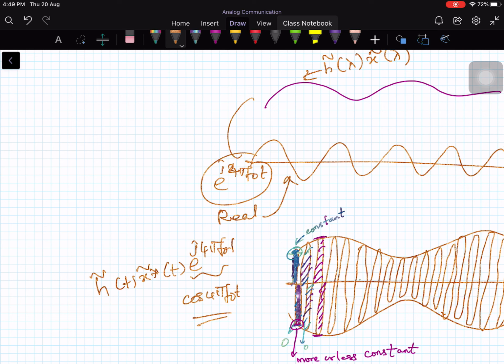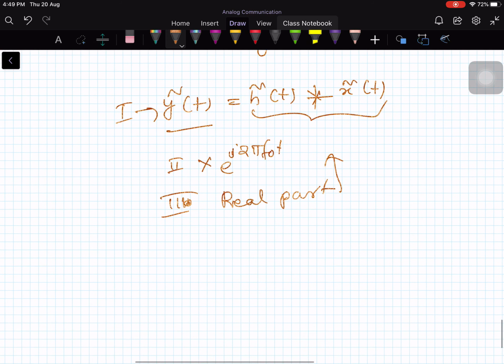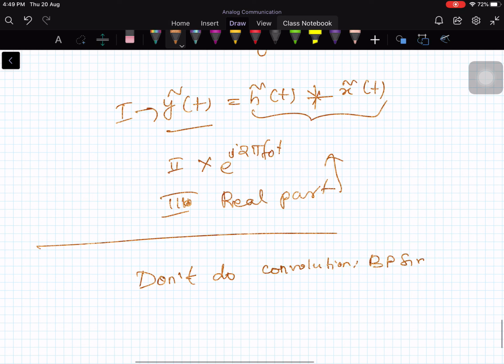So if we had recognized this fact, and this is what I was trying to say in the beginning, I do not have to carry out the convolution of the band pass signal with the band pass impulse response. So the moral of the story is: don't do convolution of a band pass signal with a band pass filter impulse response, because it involves very lengthy integrations.